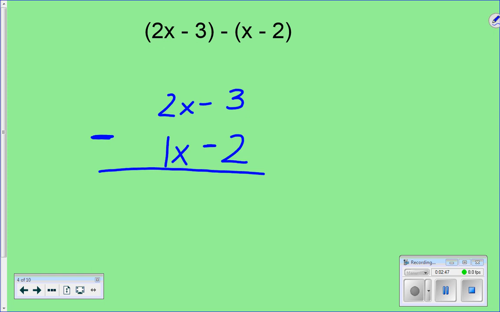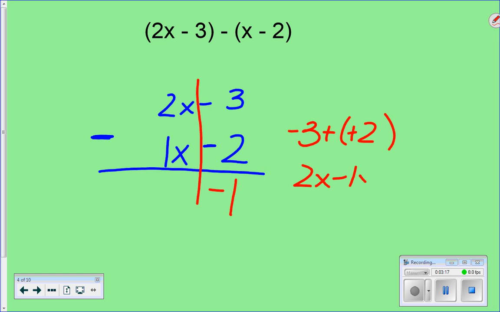After you get it written down, you probably want to put your line in between again. Sometimes the easiest thing is to rewrite what you're seeing. So what does this say? Negative 3 minus a negative 2. What does that look like? Keep, change, right? So what's this answer going to be down here? Negative 1. Now this 2x minus 1x would be just 1x.